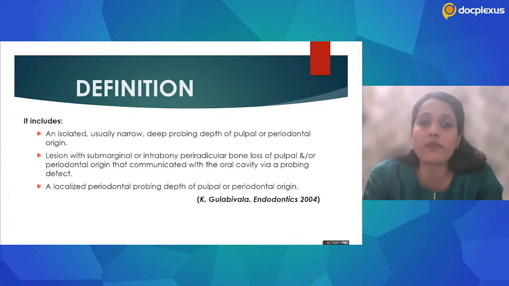Then a lesion with submarginal or intrabony periradicular bone loss of pulpal and or periodontal origin that communicates with the oral cavity via a probing defect that we have seen already. A localized periodontal probing depth of pulpal or periodontal origin. That is the definition given by Gulabivala.